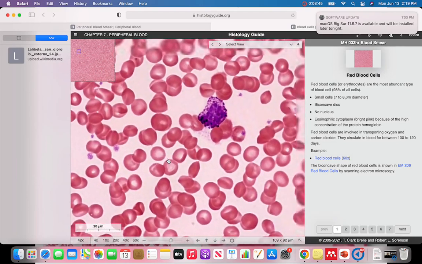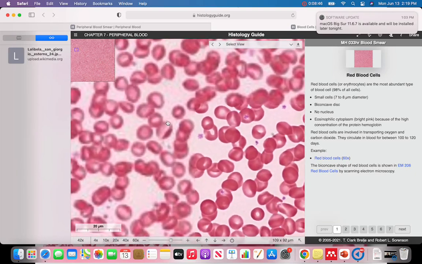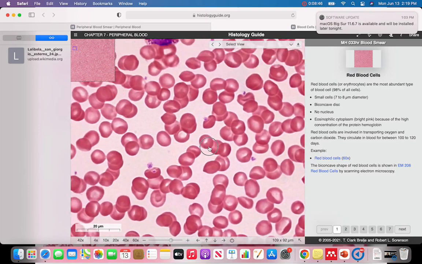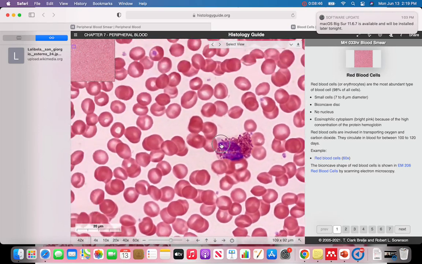Oh, we are lucky here. We have a basophil. So the granules are basophilic and the nucleus is bilobed. It's hard to see the nucleus because both the granules and the nucleus are basophilic, but the nucleus is bilobed. So these are basophils. This is another eosinophil.